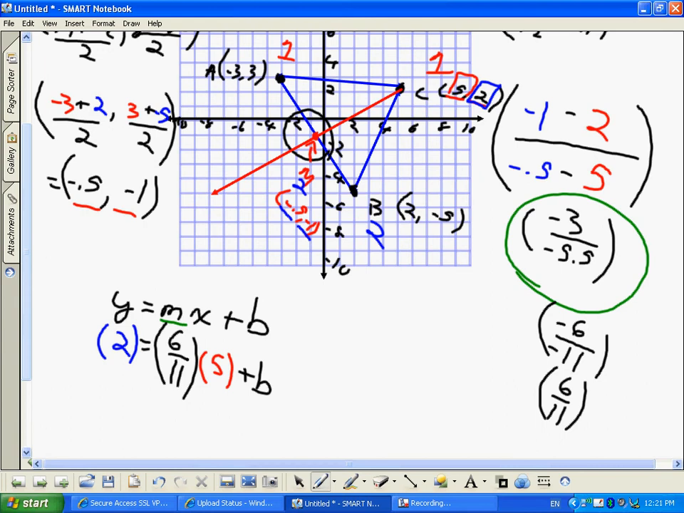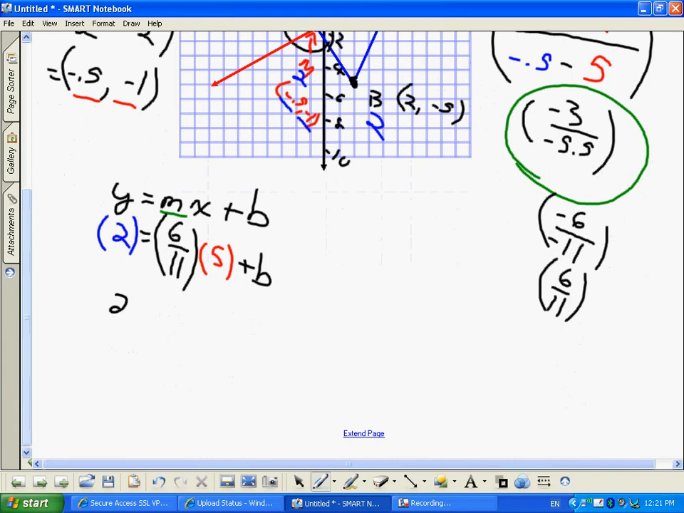So what I've done here is I've plugged in a slope, and I've plugged in an x and a y, because that's a point on the line. I need to solve for b so that I have the equation of the new line I'm building. It's a confusing question. So let's keep going through this. 2 is equal to, when I multiply this out, it becomes 30 over 11 plus b. Okay? I'm going to bring that to the other side. It's going to become 2 subtract 30 over 11.